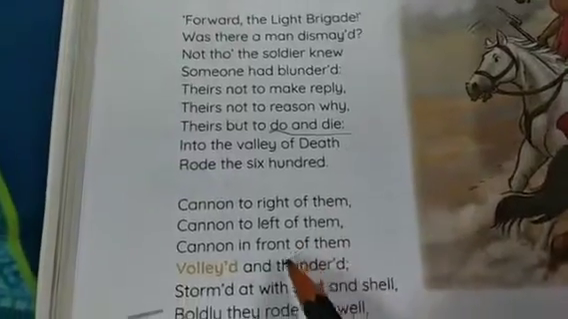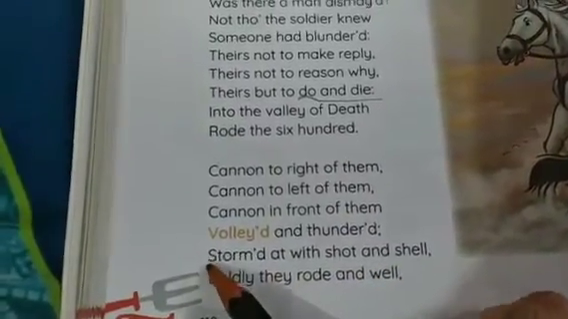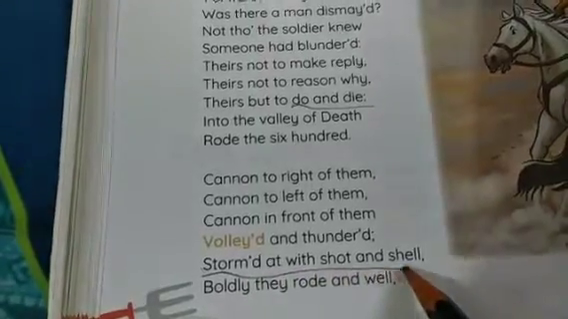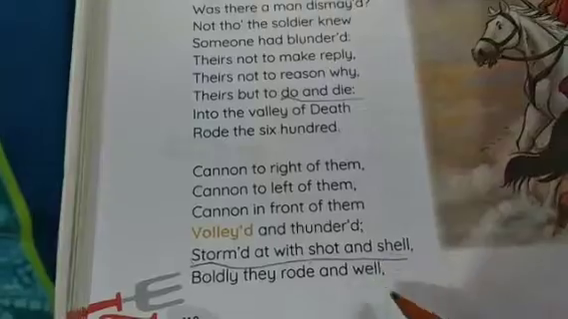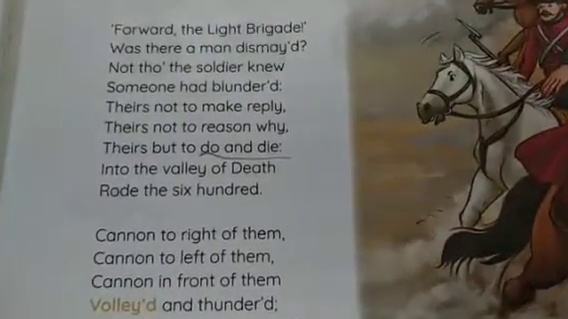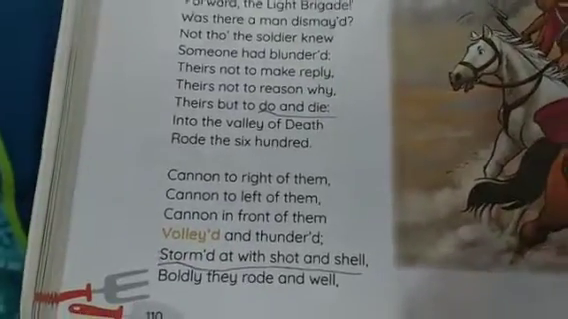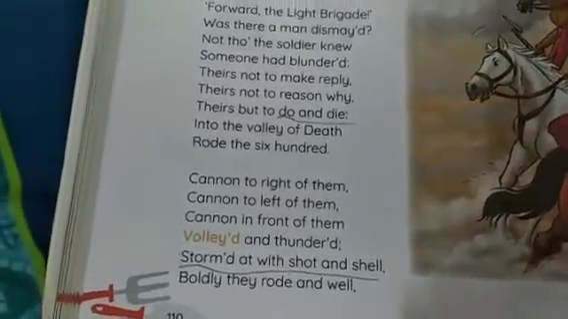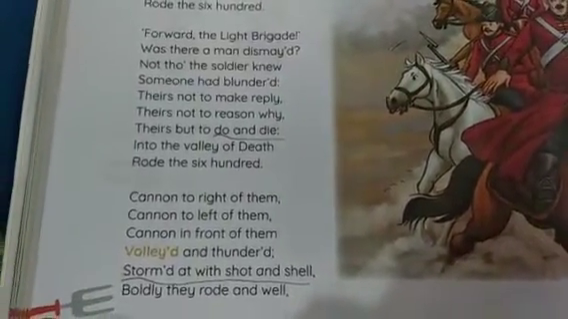Next you have stormed with shot and shell. The S sound is repeated in this line, so it is an example of alliteration. Now the rest of the examples of alliteration, I want you to mark yourself from the poem. There are some more given in the poem that I want my students to mark themselves.